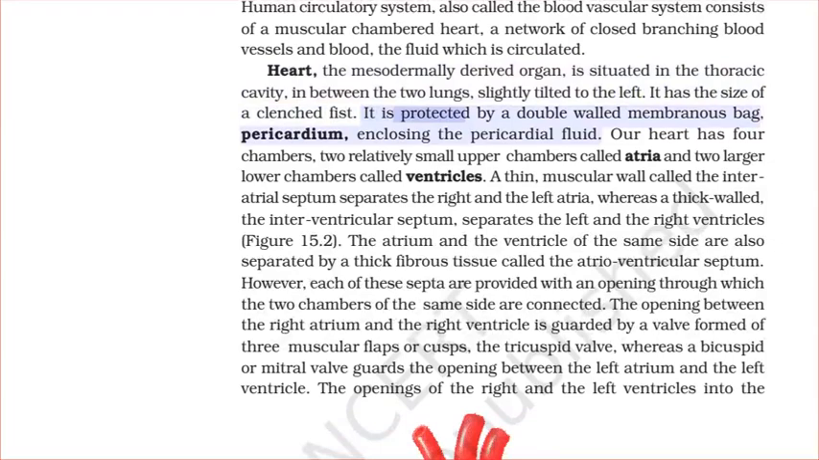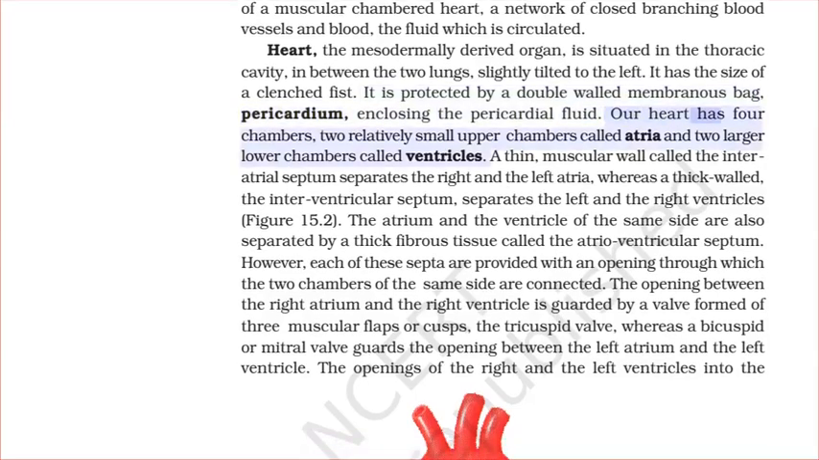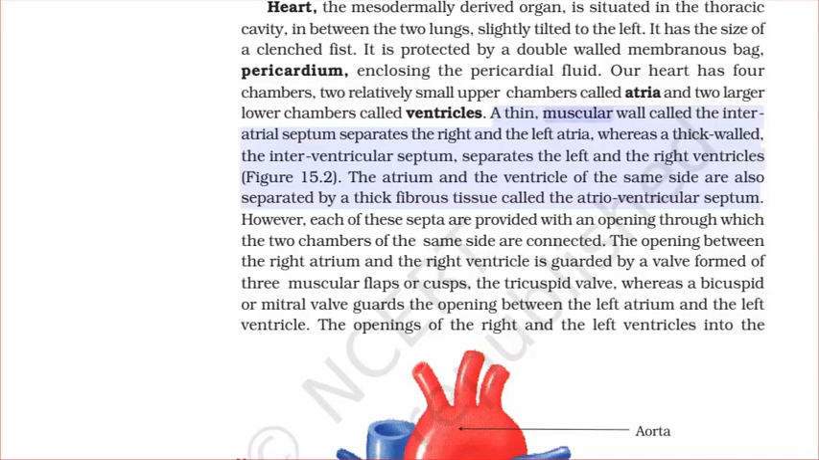It is protected by a double-walled membranous bag, pericardium, enclosing the pericardial fluid. Our heart has four chambers, two relatively small upper chambers called atria, and two larger lower chambers called ventricles. A thin, muscular wall called the interatrial septum separates the right and the left atria, whereas a thick-walled interventricular septum separates the left and the right ventricles.